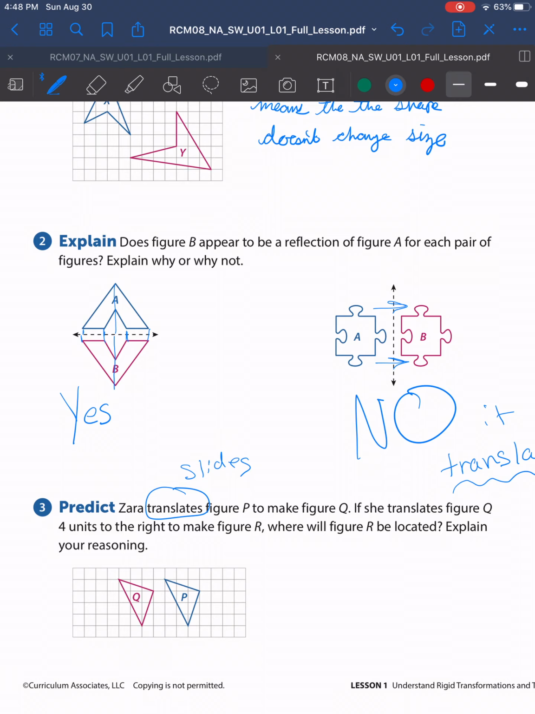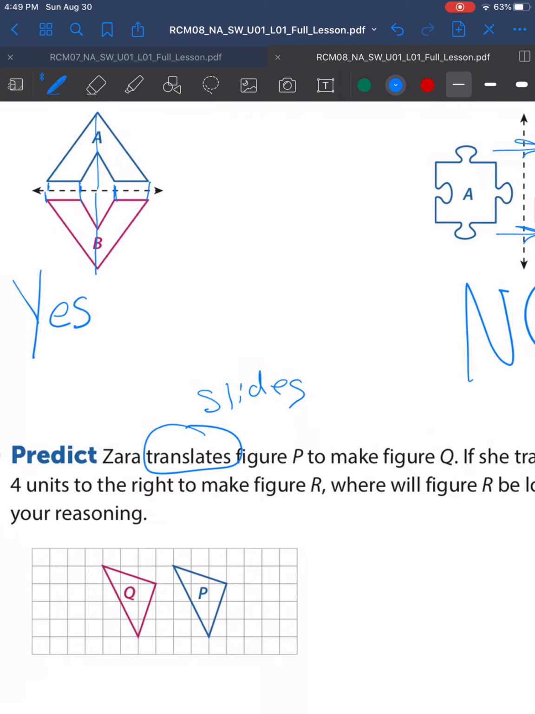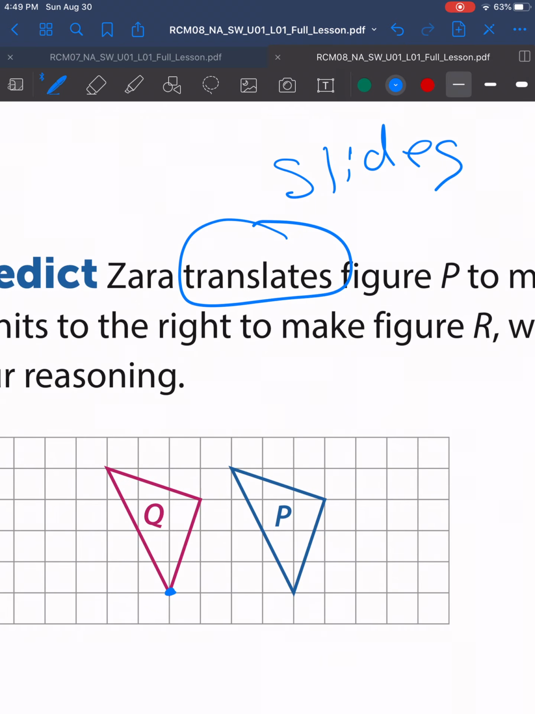Explain your reasoning. Okay, so basically what we're doing is P is the original. She slid it to make Q, and now she wants to move. If she translates figure Q 4 units to the right, where would it land? Let's go count. We just have to count, right? Each of these points, let's move it 4 spots to the right.